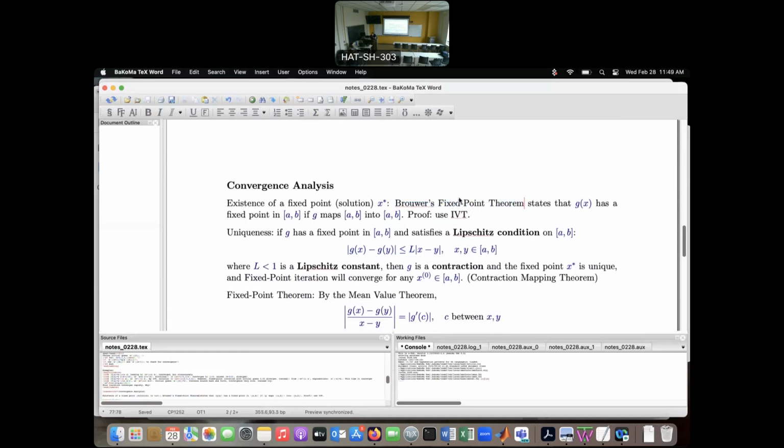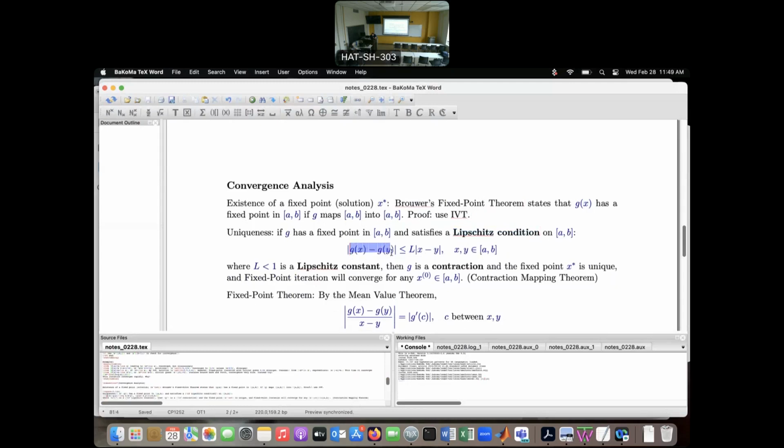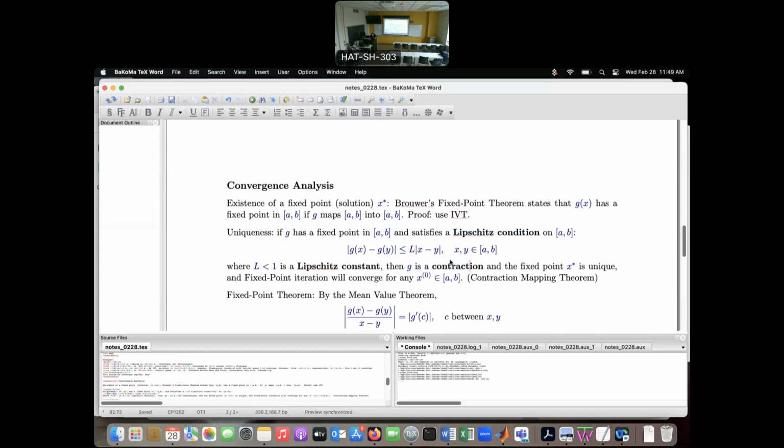Now, what about uniqueness? If g satisfies what's called a Lipschitz condition on the interval [a, b], that means the difference between g values is less than or equal to some constant capital L, called a Lipschitz constant, times the difference in x values. If L is less than 1, then we say that g is a contraction. So anytime the difference between g values is strictly smaller than the difference between the corresponding x values, then the fixed point is unique. Also, fixed point iteration is guaranteed to converge for any initial guess in that interval. That's called the contraction mapping theorem.